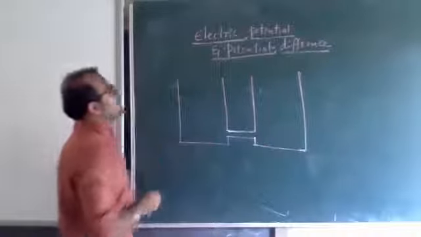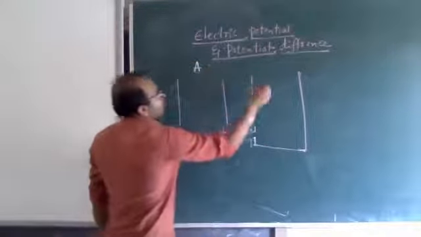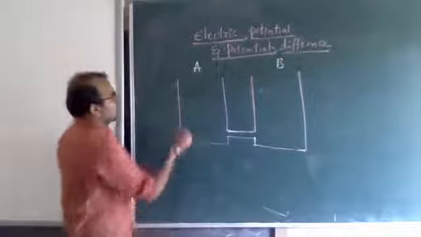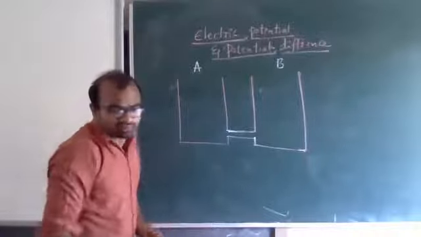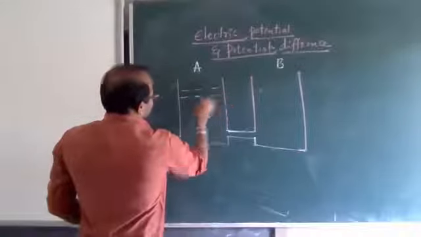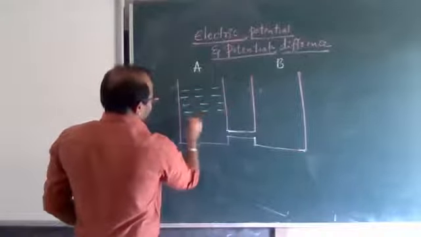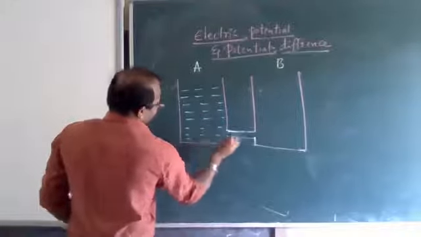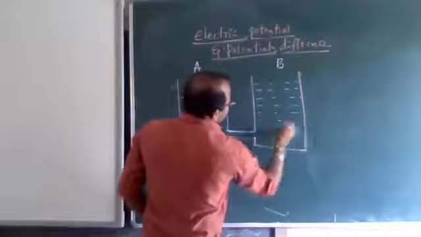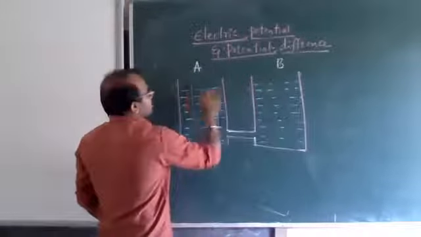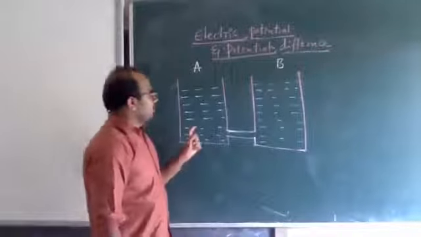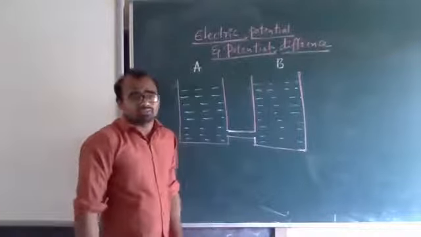Okay. So in this water tank, let me say A, and this is B. In this water tank, if I put an amount of water P here, and if I put the same amount of water P here, same in the case of both the tanks. Now, is there any flow of water?